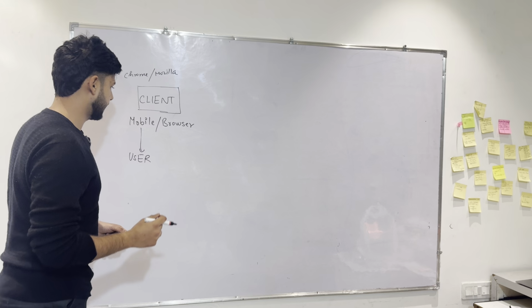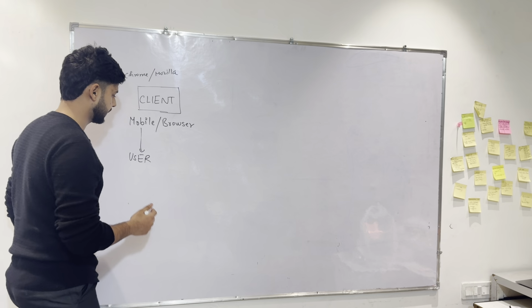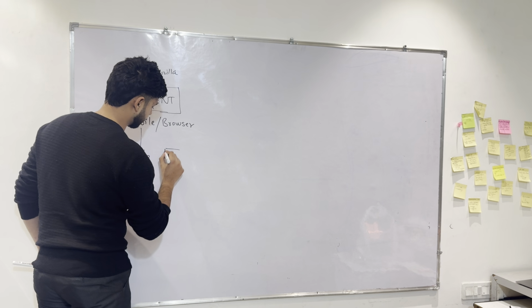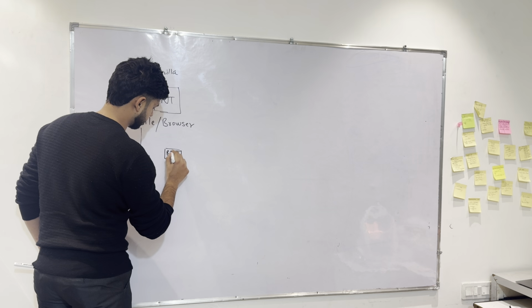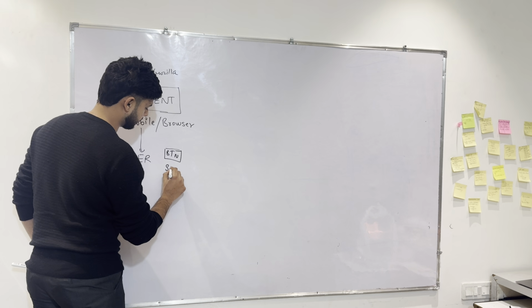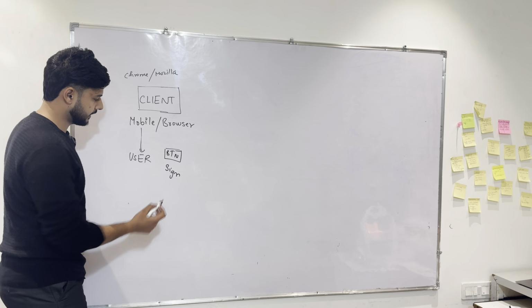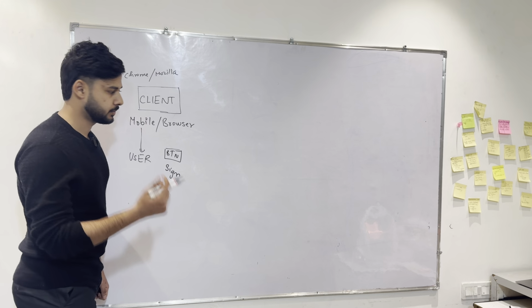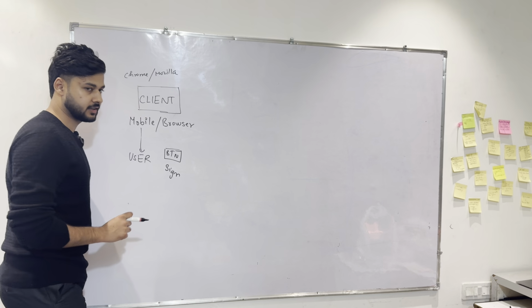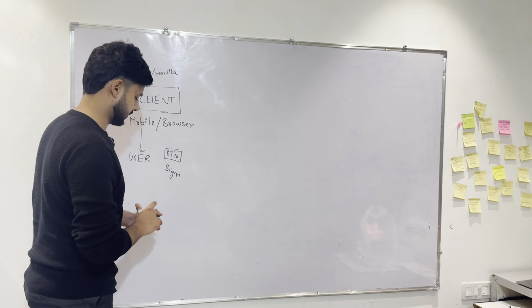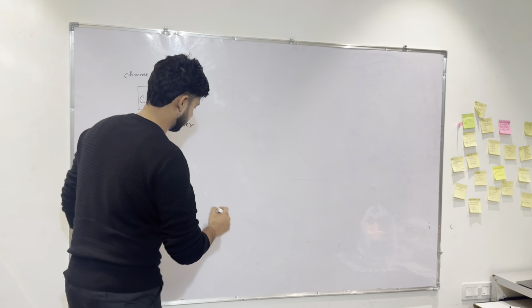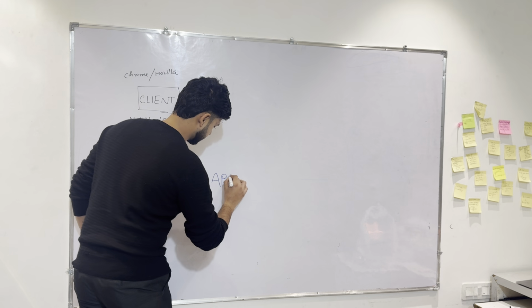Now what will happen? We take an example that the user wants to sign in, right? So the user clicks a button. This is a sign in button. When the user clicks this button, it will call an API. Before this, let's understand what an API is, right?